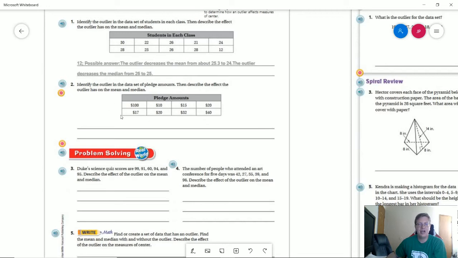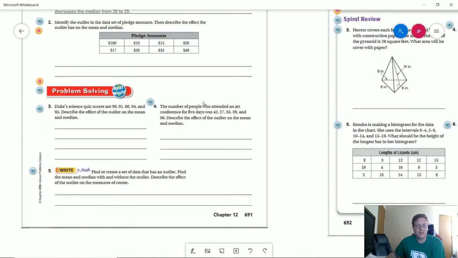I have 8 data points here. So if I don't include our outlier, then we would end up with one different thing. And then if we include that, we would have 8 data points. So we would find our 2 center ones and divide by 2. So it may not change anything for that, but it could, depending on what the numbers were.